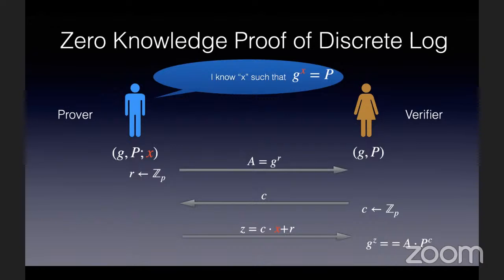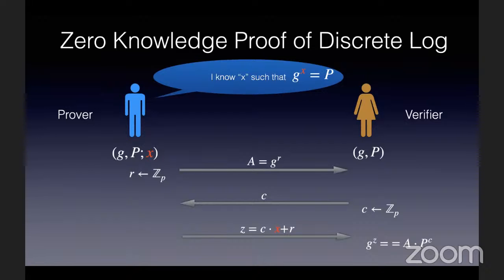Then what the verifier does is it sends back a random C to the prover, and essentially it asks the prover to send a Z such that G to the power Z is A times P to the power C. So let's just see that this would work. The prover initially gets R and sends G to the power R, then the verifier sends C, and then the prover actually sends Z, which is C times X plus R.